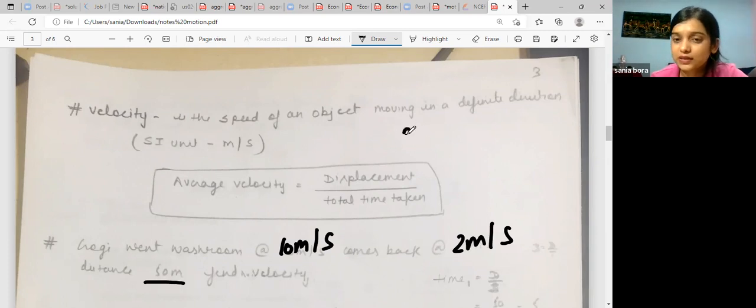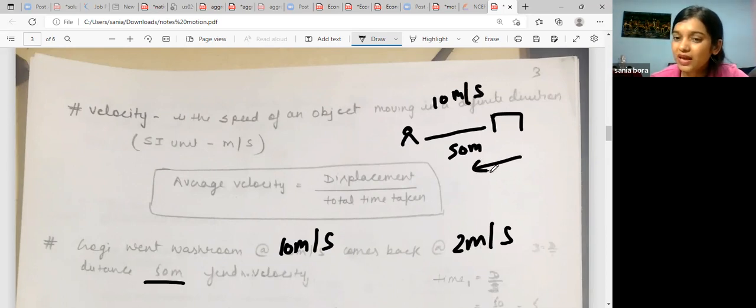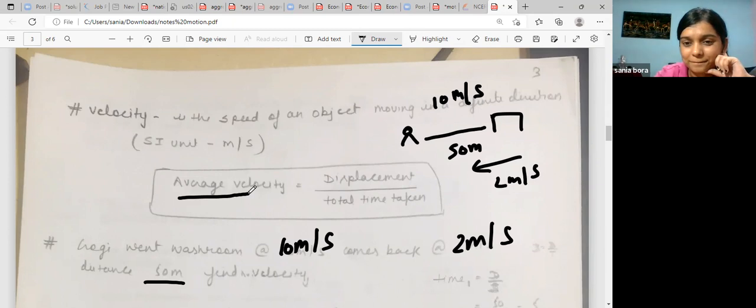You have to find the, see, this is Gogi, and he went to the washroom. So the distance between the classroom and the washroom is 50 meters. When he went there, his speed was this, but when he came back, his speed was this. So you have to find the average velocity. So you can find it out, yes or no? Little bit tricky.